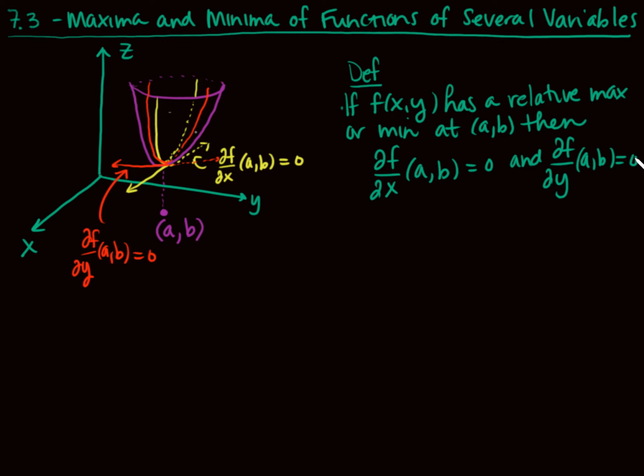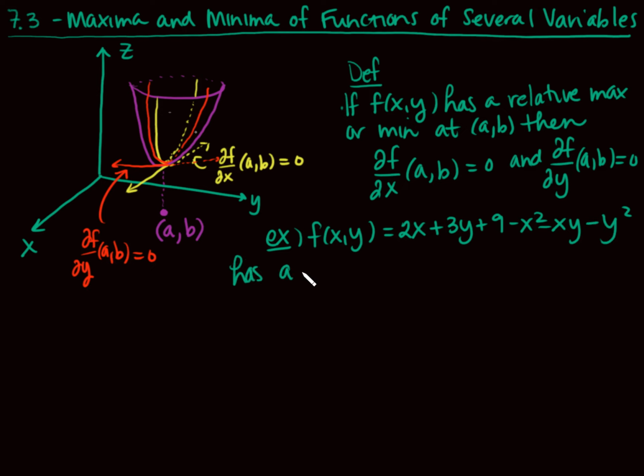Let's do a quick example of this. Let's say that the function f of x, y, which in this case is 2x plus 3y plus 9 minus x squared minus xy minus y squared, has a relative max. This one's a little crazy. Find where it occurs.